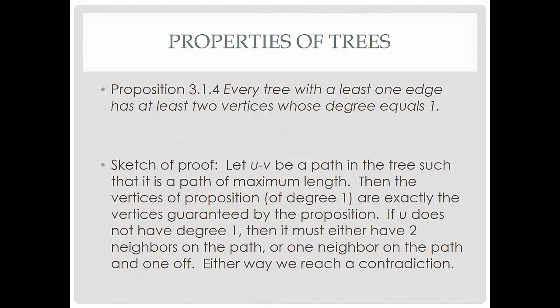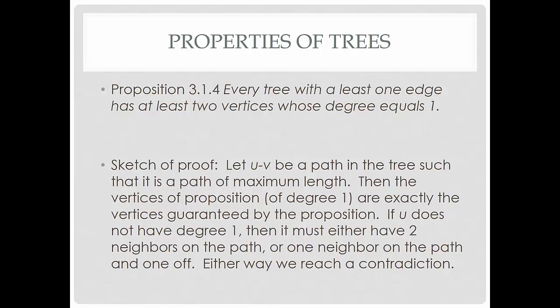In our text, we had proposition 3.1.4. Every tree with at least one edge has at least two vertices whose degree equals 1. Now the proof of this is fairly straightforward. Choose a path, let's call it a UV path, a path from U to V, such that it is maximum in length. So over all paths in your graph, there is one of maximum length, at least one, so choose a path of maximum length.